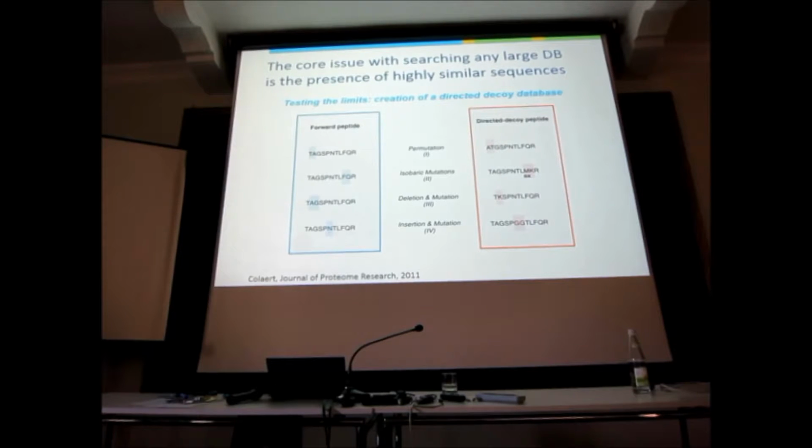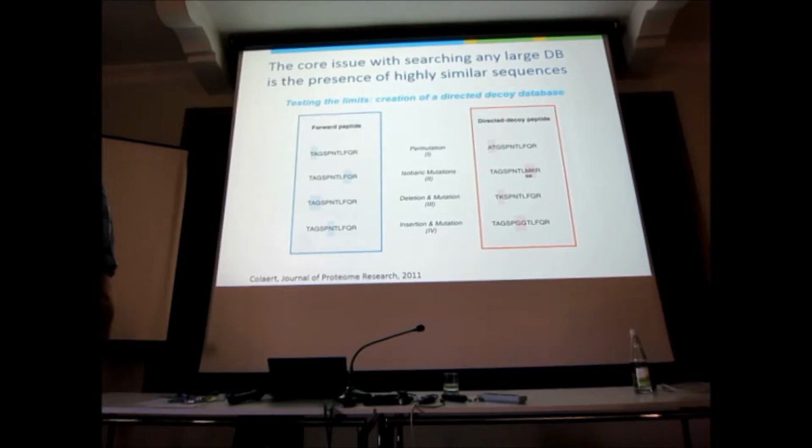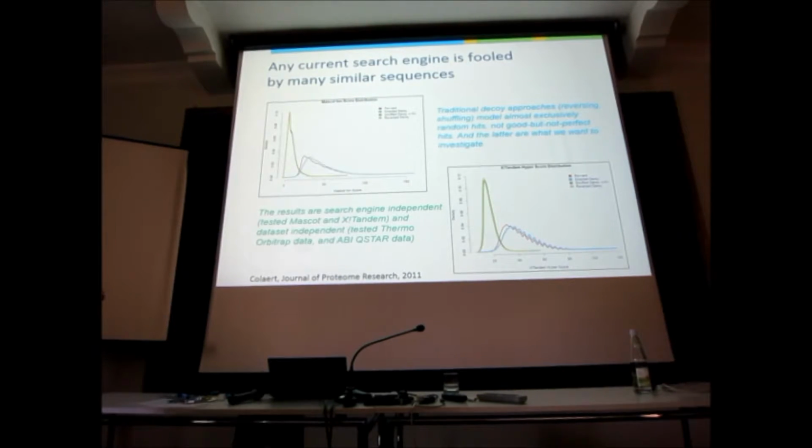Because now the search engine is really, really confused. And you see what happens. This is the decoy distribution. Incidentally, we took a reverse decoy in yellow, and we took 10 different shuffled versions of a target database as a decoy in green. Do you see any difference between the decoys?